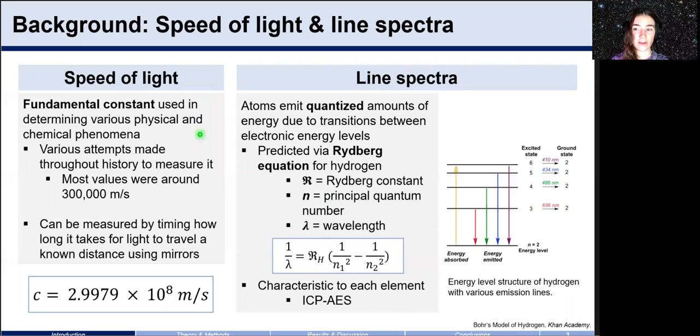As we all know, the speed of light is an important constant that can be applied to many equations to model different physical and chemical processes, and this value can be measured by timing how long it takes for light to travel a known distance.